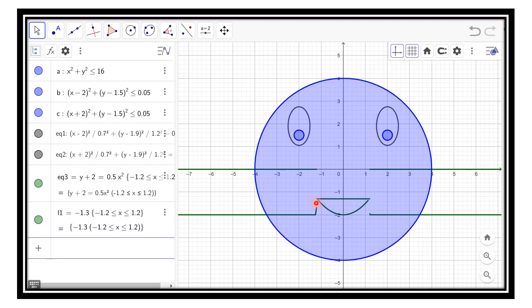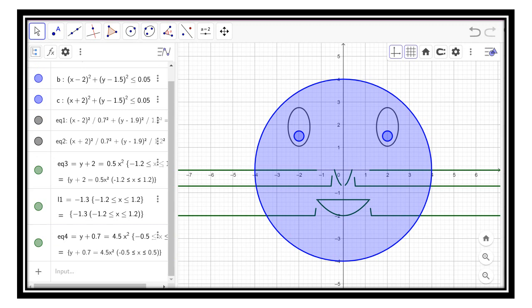These are the lips of the smiley face. This lower part is the parabola and this is a straight line. So in order to make the lips we also need two equations. One is the equation of a parabola and other is the equation of a straight line. In the input area we write two equations, one is parabolic equation and other is equation of straight line to make these lips.